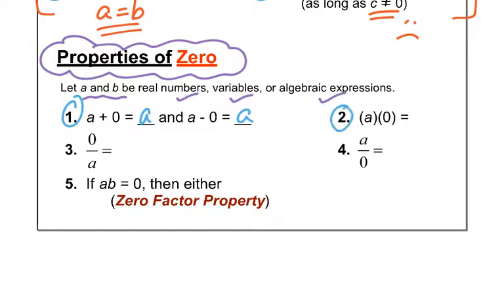Ooh, but how about for number 2? When you multiply anything by 0, you always get 0. Whether you're multiplying 5 times 0 or negative 1 billion times 0, you always get 0 back out.